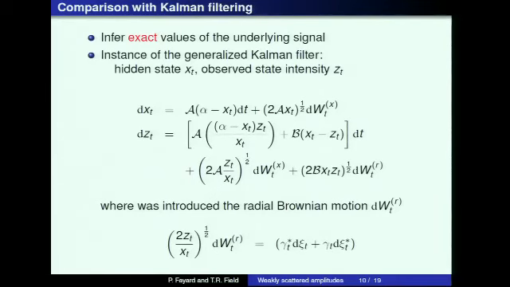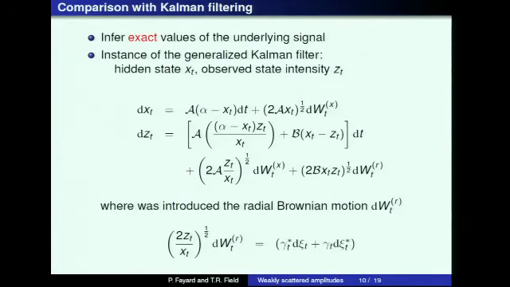Here I have a slide that shows a quick comparison with Kalman filtering. So with the previous formula, we have a way to infer the exact values of the underlying signal x of t. And it's very reminiscent of the Kalman filter because you have your hidden state x of t and your observed state, the intensity z of t.